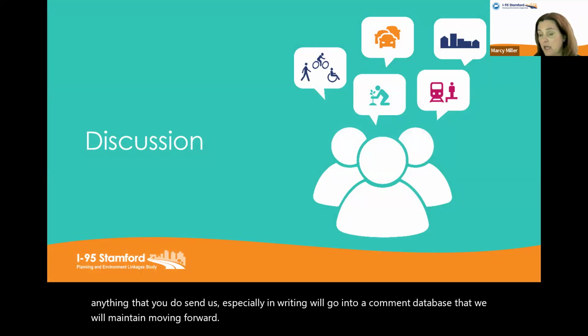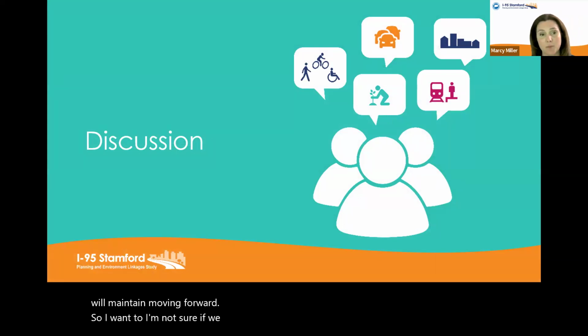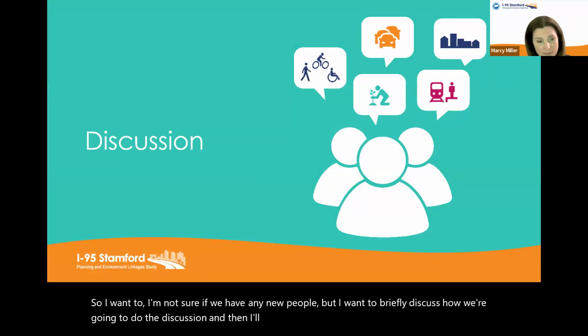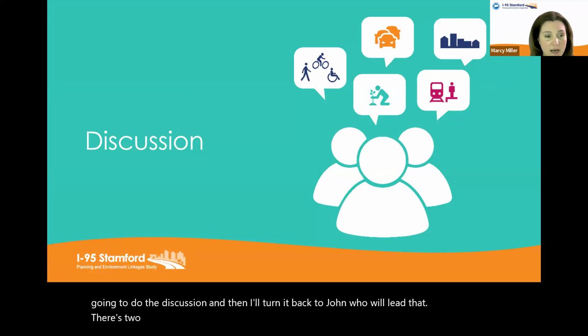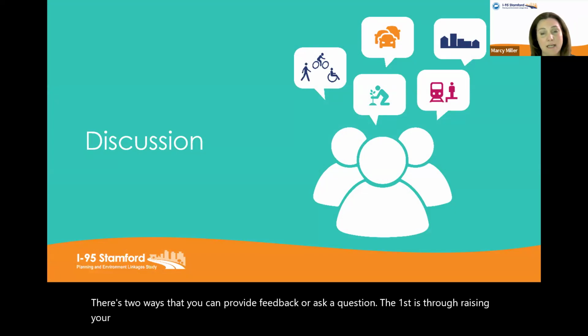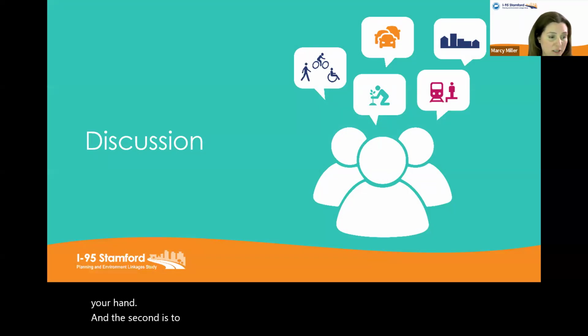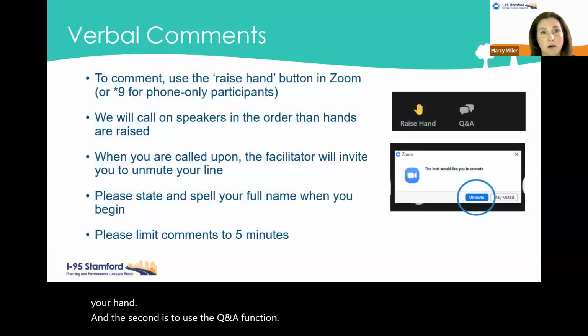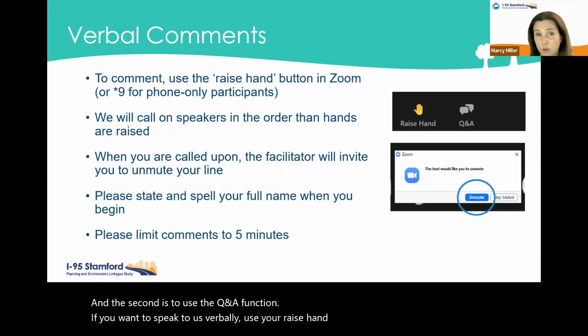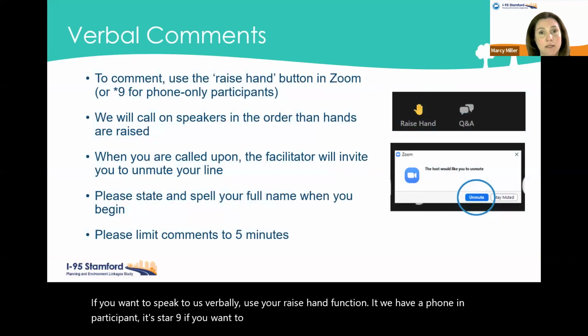I'm not sure if we have any new people, but I want to briefly discuss how we're going to do the discussion, and then I'll turn it back to John, who will lead that. There's two ways that you can provide feedback or ask a question. The first is through raising your hand. And the second is to use the Q&A function. If you want to speak to us verbally, use your raise hand function. We have a phone in participant. It's *9 if you want to raise your hand, and we can call on you.